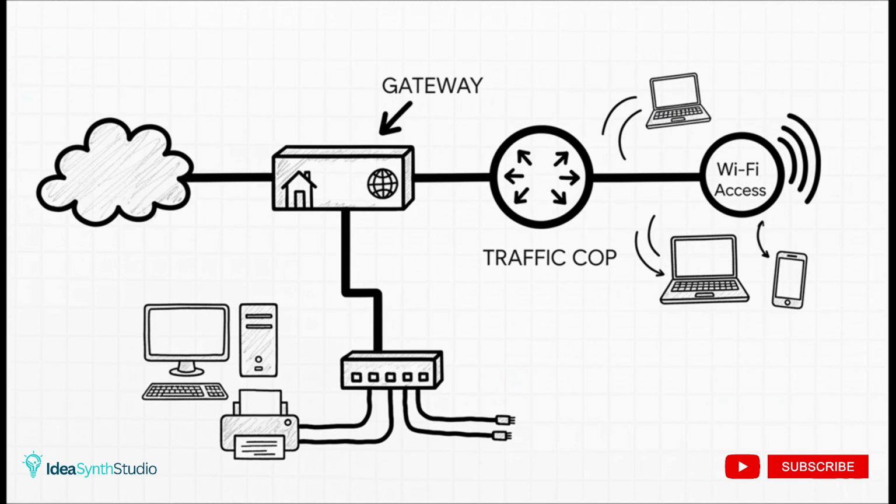Now, to make all this work, you need a few key players. Your modem, that's your gateway, your on-ramp to the internet. The router is like the traffic cop for your home network, directing all the data where it needs to go. A switch is a little different. It's what connects all the devices inside your local network. And of course, the access point is what beams out that glorious Wi-Fi signal we all depend on.